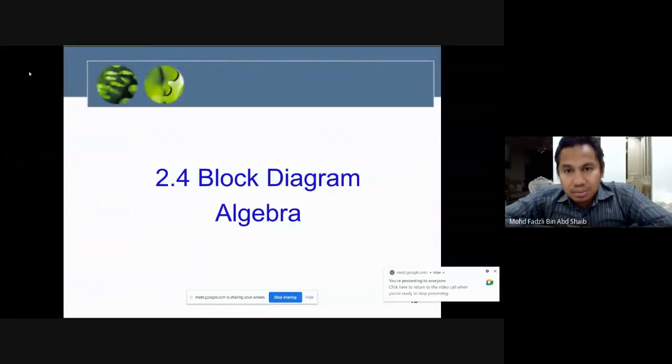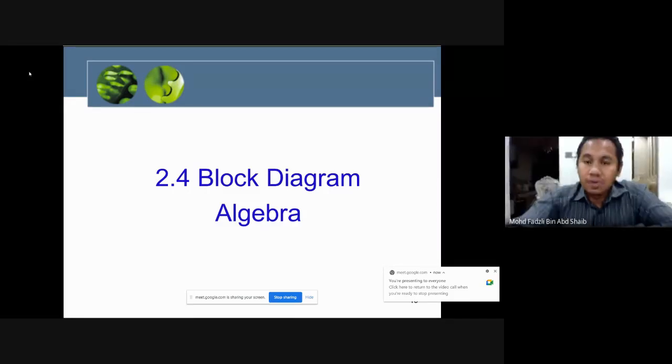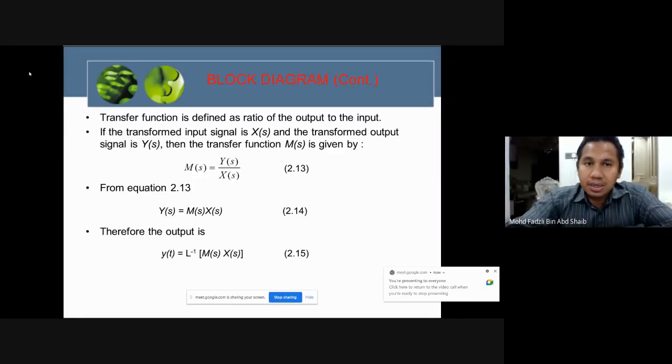Okay, today we learn block diagram algebra. Everyone can see the slide, right? Yes, doctor. Okay, for the block diagram algebra, this is regarding the transfer function.